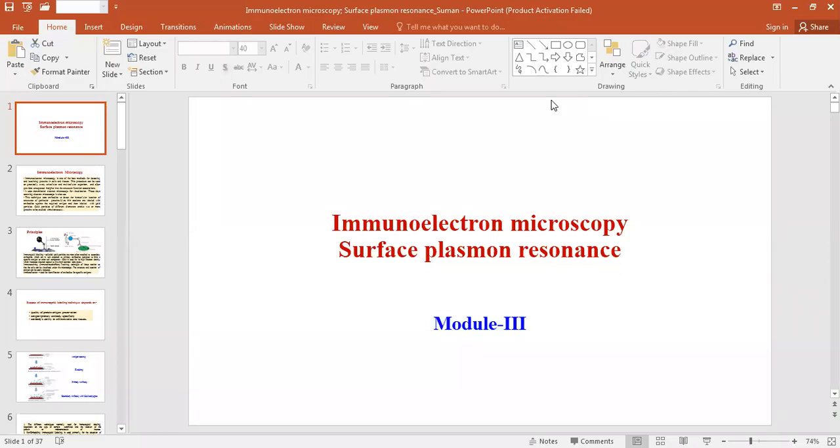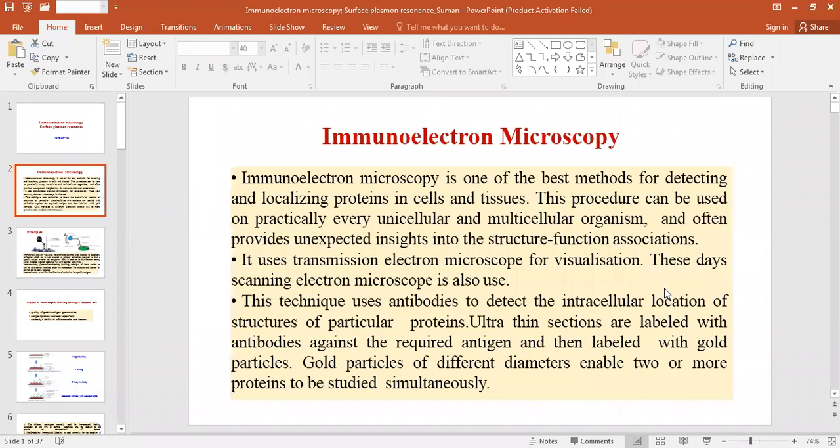Dear students, today we are going to discuss the topic immunoelectron microscopy and surface plasmon resonance. Both the topics belong to module 3 of the course MBT. First, I will start with immunoelectron microscopy.